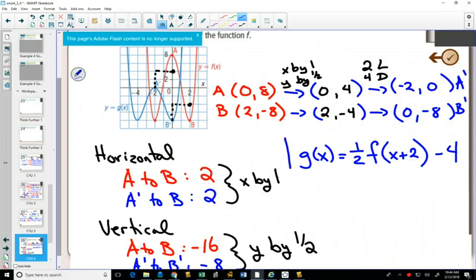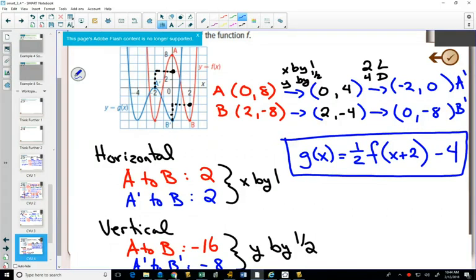So here is the notation for g of x. g of x is our blue graph. It's equal to doing all of this to f of x, or all of that to the red graph. And the question for practice on this one is number 9.